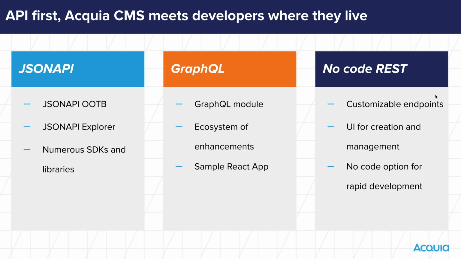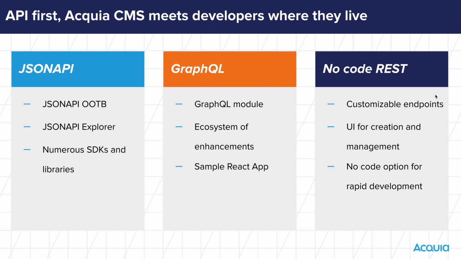Now, because Acquia CMS is API first, it offers a ton of options for these developers on how they want to interact and use these APIs. For example, JSON API support is provided in the core of the CMS out of the box. Nothing extra needs to be done. And there are numerous SDKs and libraries available to take advantage of this common industry standard.